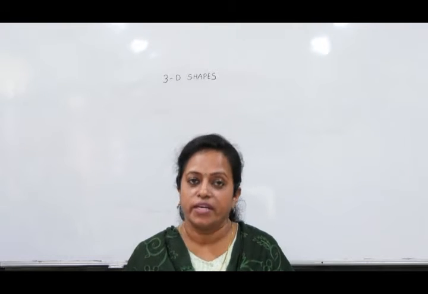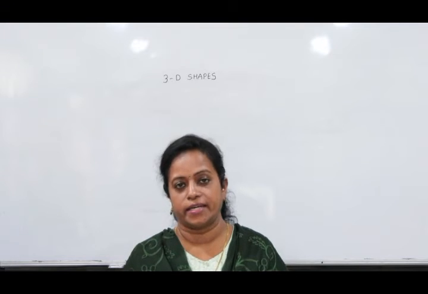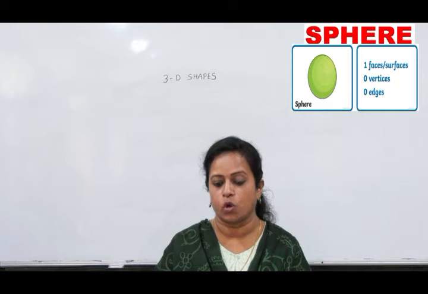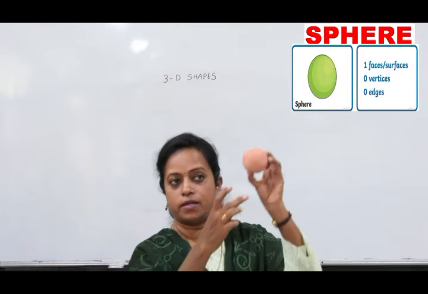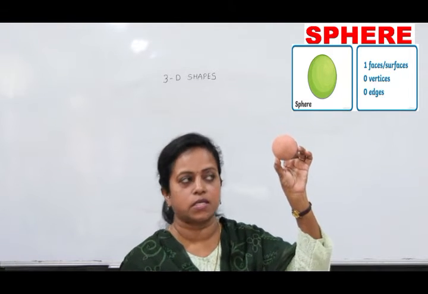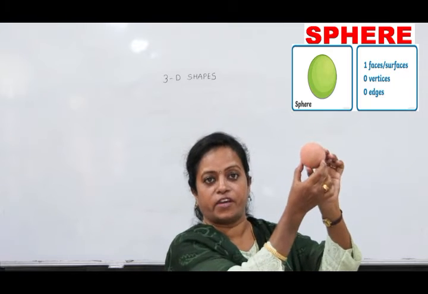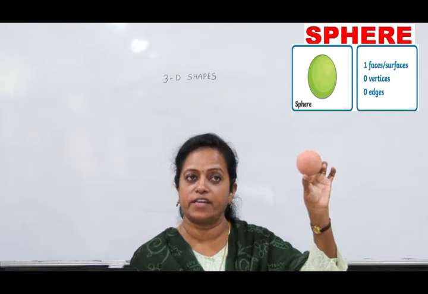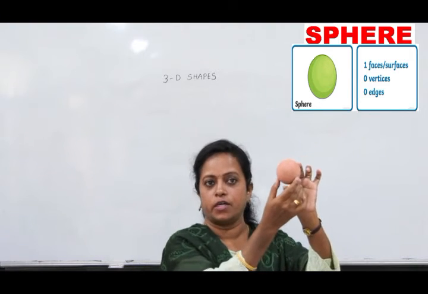Now the next three-dimensional object that you are going to study is a sphere. I showed you one example of a spherical shaped object. Remember, it is a ball. This is how a sphere looks. Now what do you observe about the face of a sphere? It is a curved face. So how many faces? It has only one curved face.